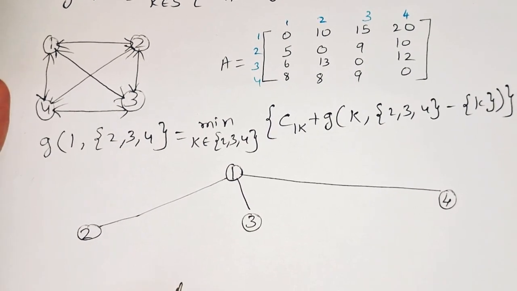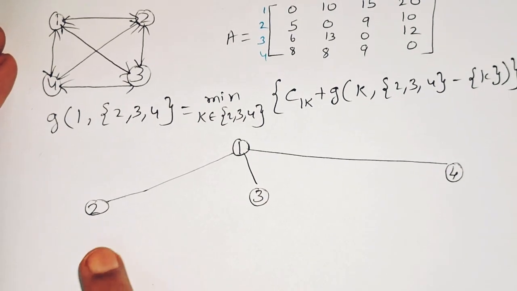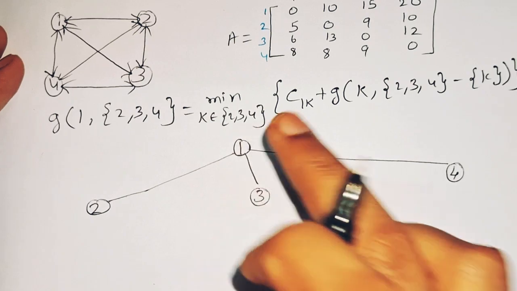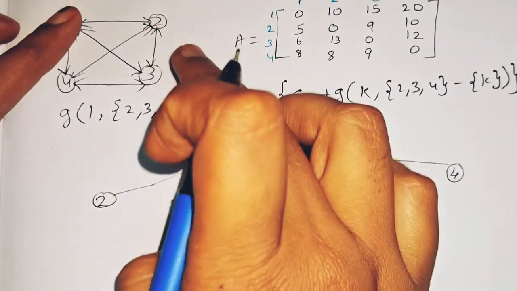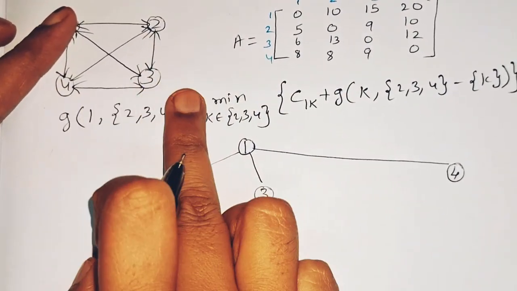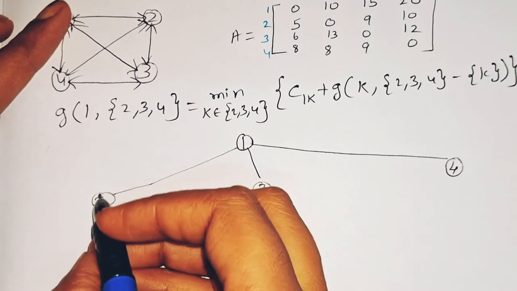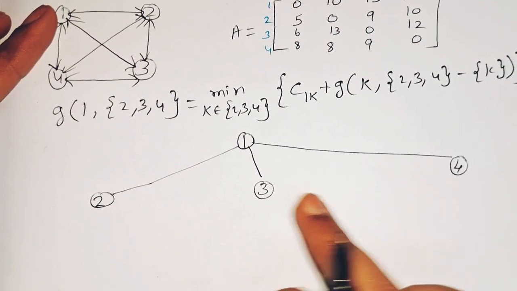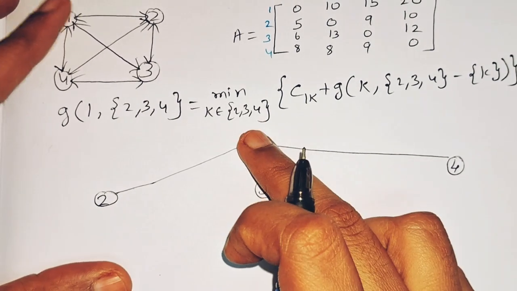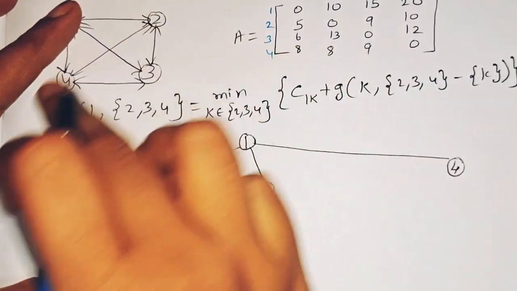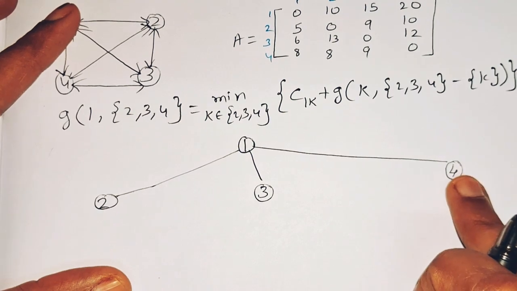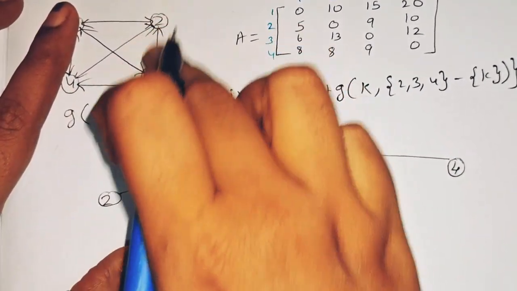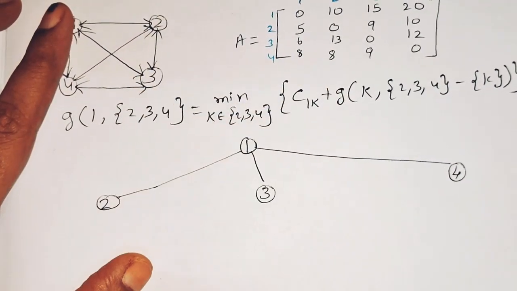Next, from 2, where can we travel? We have already visited 1, so from 2 we can visit nodes 3 and 4. Similarly, from 3, since 1 is already visited, we can reach nodes 2 and 4. And similarly for 4, since we have already visited 1, we can reach nodes 2 and 3.